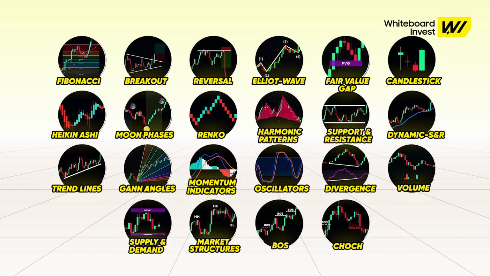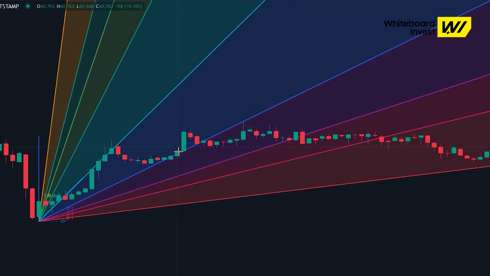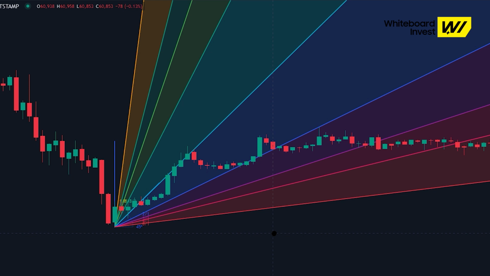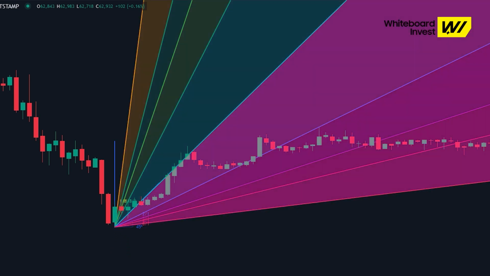Gann angles are a tool that displays multiple lines at various angles, which can act as key levels and help measure the strength of a trend. When the price moves within the steep angles of the tool, it indicates a strong trend. When it moves within the shallow angles, it indicates a weak trend.